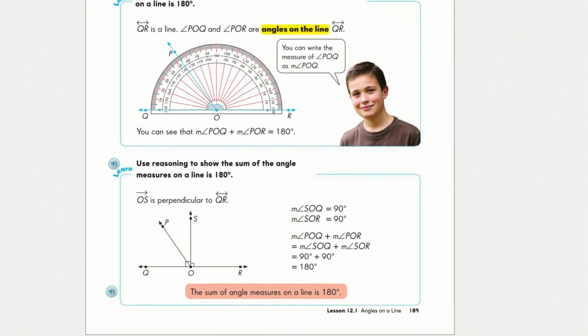The reasoning to show the sum of the angle measures on a line is 180. So OS is perpendicular to QR. And we can see that the measure of the angle SOR is 90 degrees. So this right here is 90 degrees. Now, if we look at POQ plus POR, we would know that 90 plus 90 equals 180. So the sum of the angle measures on a line is 180.